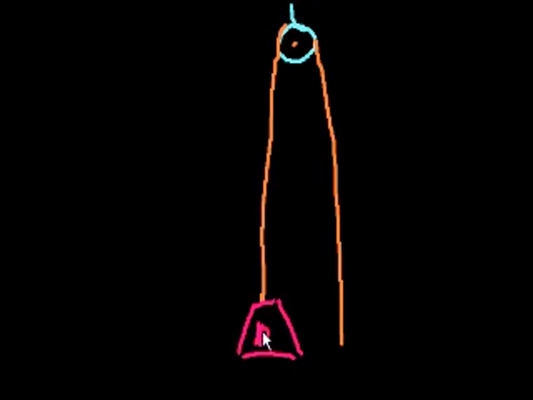a 10 Newton weight. And I'm going to pull down on this end to make the weight go up. So my question to you is, what is the mechanical advantage of this system? What is the force that I have to pull down in order to lift this 10 Newton weight, in order to produce 10 newtons of force upwards?